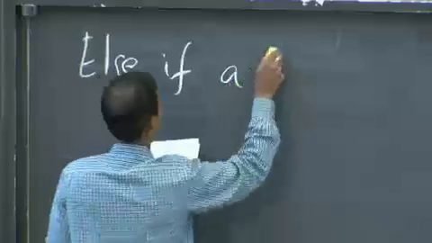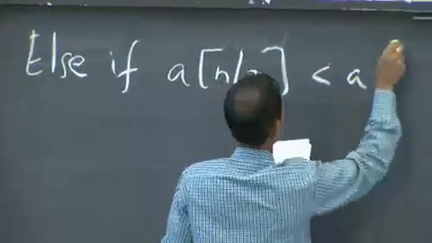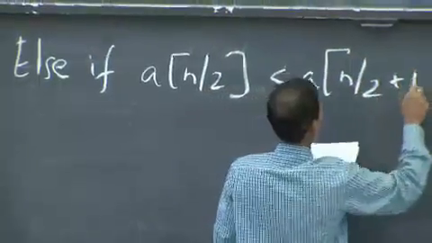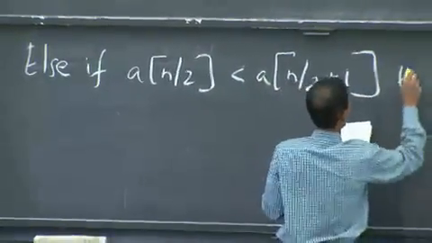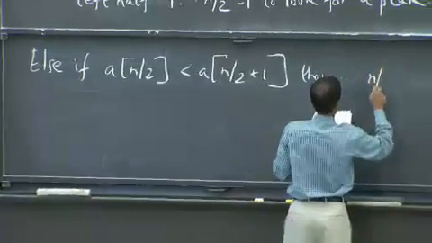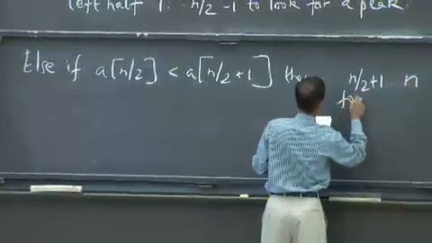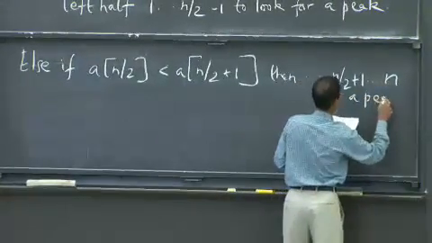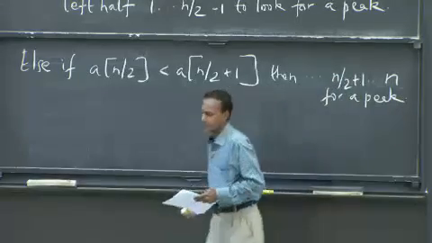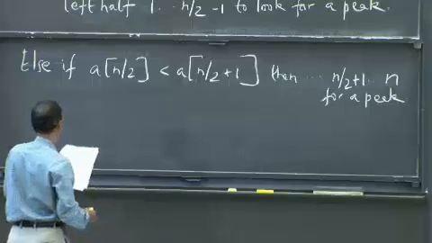But if that's not the case, then if a n/2 is less than a n/2 plus 1, then only look at n/2 plus 1 through n for a peak. So I haven't bothered writing out all the words, they're exactly the same as the left-hand side. You just look to the right-hand side.